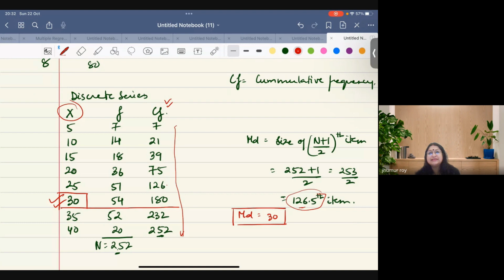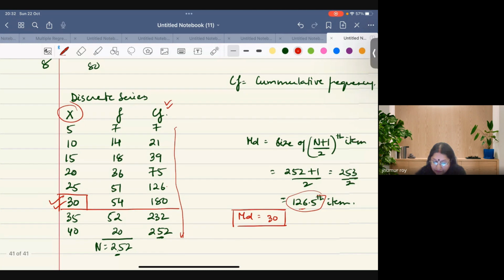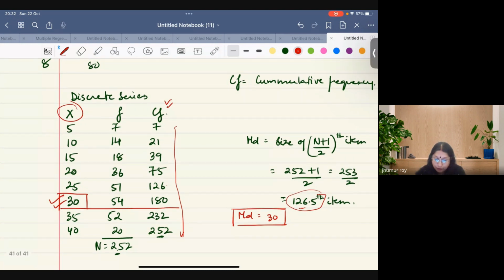Why are we taking sixth value? It is not sixth value. Here, we are taking frequency. If you write down all these values that many times, for example, 5 you write 7 times, 10 you write 14 times, 15 you write 18 times. Frequency is the number of times one value is repeated. Then you write 10, 14 times. Like that, if you write all the values, then you will find that 30 is in the center.